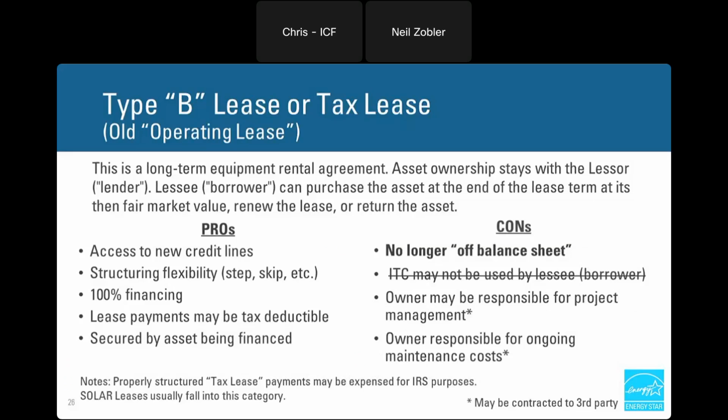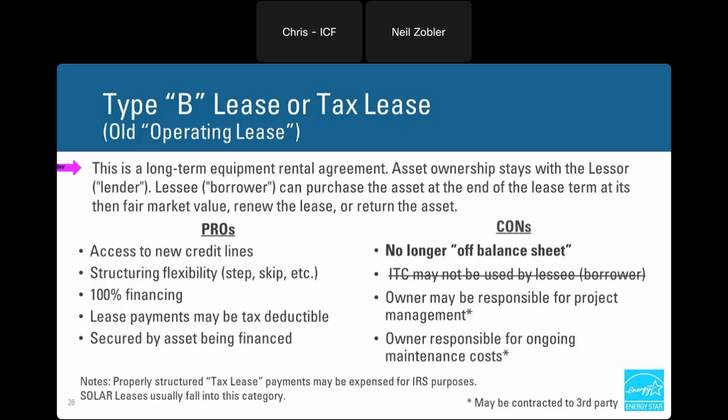Now, the type B, they used to be called operating leases, but now they're called type B. And a first cousin to that is a tax lease. Not exactly the same, but they're very similar. Type B is a long-term rental agreement. The asset ownership stays with the lessor, the lender, and the lessee, the borrower, can purchase the asset at the end of the lease term for its then fair market value, renew the lease, or return the asset.